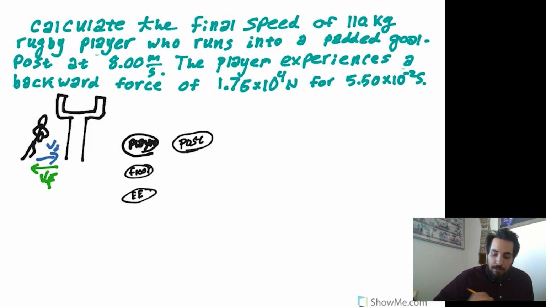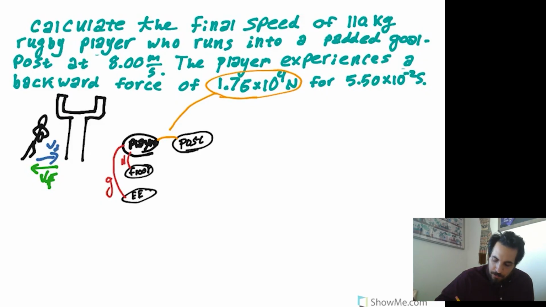When we take a look at this, we have several interactions going on here. We have the entire earth and the player interacting through gravity, the floor and the player interacting through a normal force. And then I'm going to put this one in orange: the post and the player interacting through this force of 1.76 times 10 to the 4 newtons.